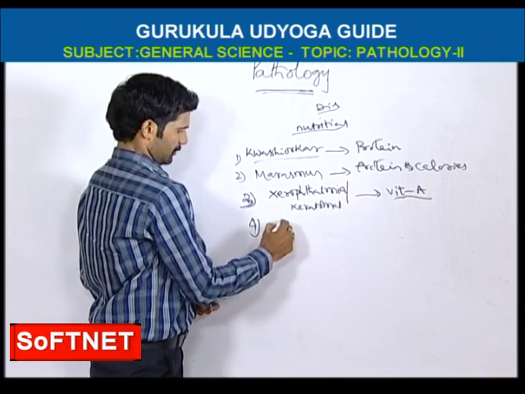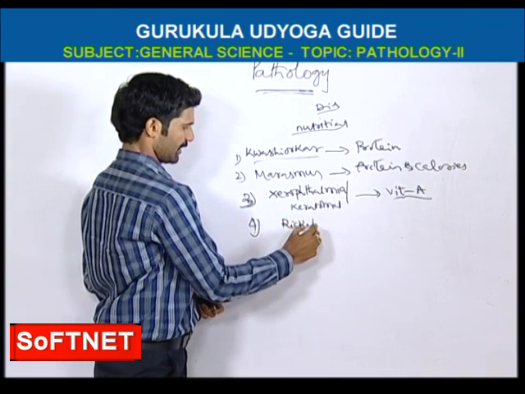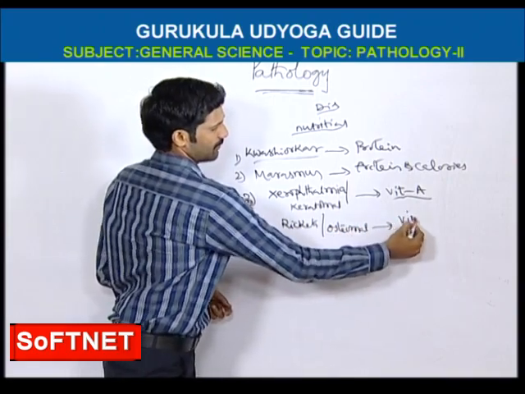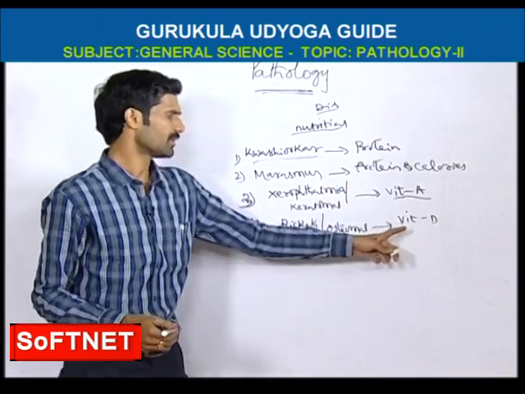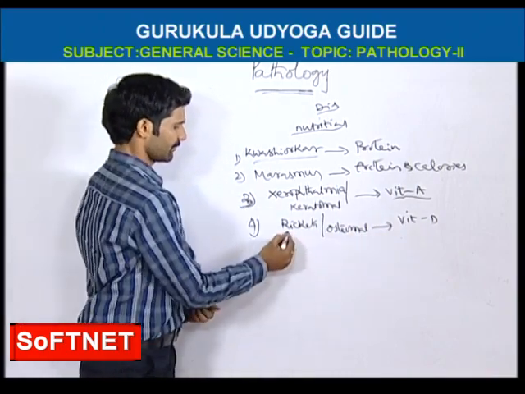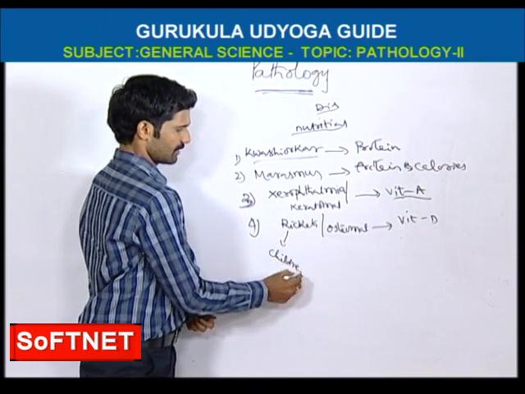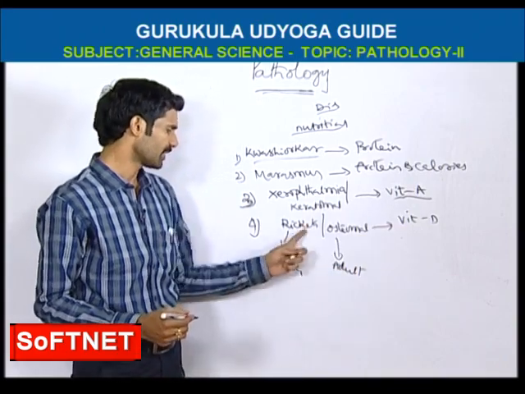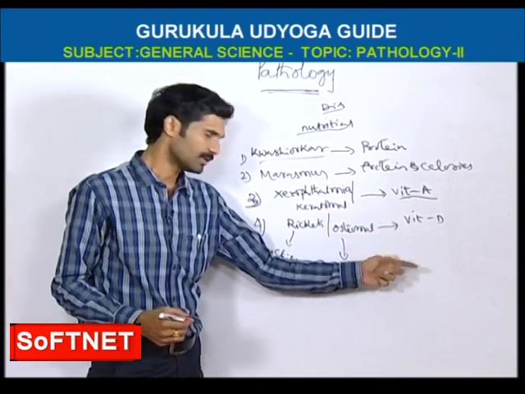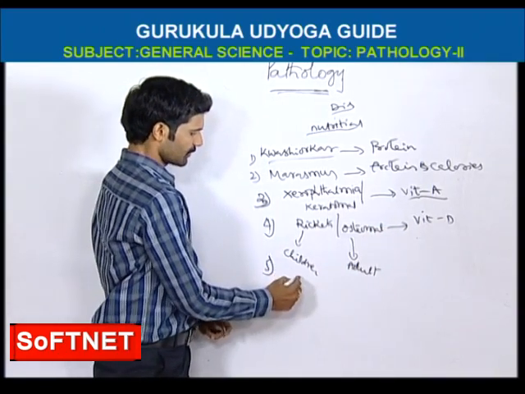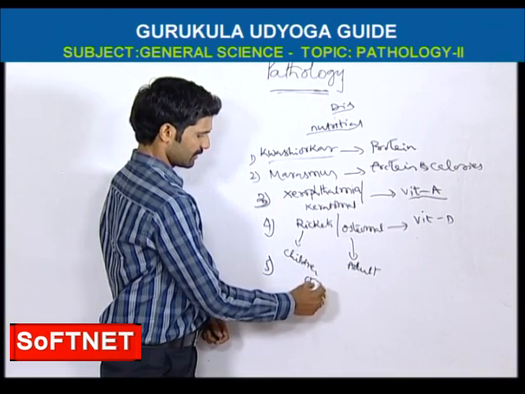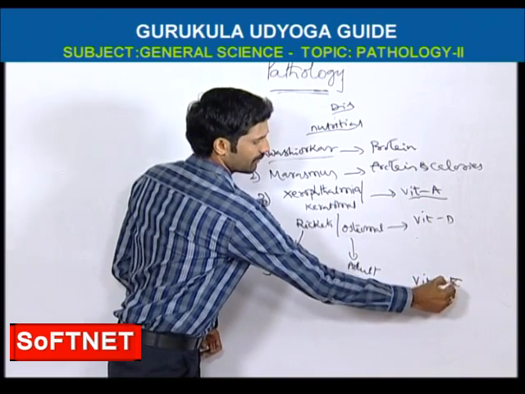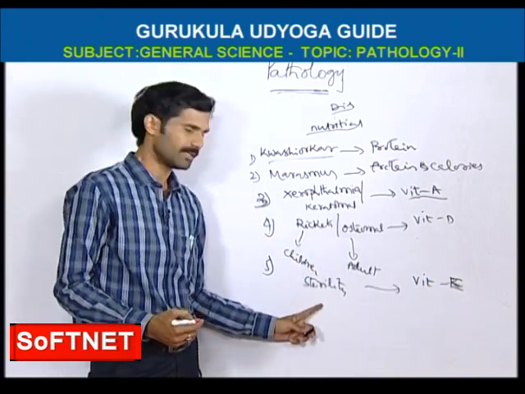Next, rickets or osteomalacia is due to vitamin D deficiency. The deficiency of vitamin D leads to rickets in children and osteomalacia in adults. Next, sterility is due to the deficiency of vitamin E. Vitamin E deficiency leads to sterility.